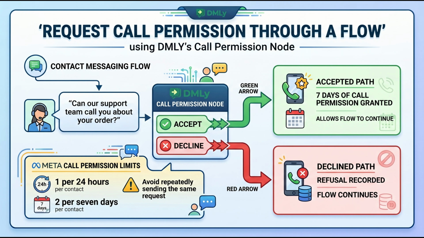Request call permission through a flow. If you need to make outbound calls, you can use DMLY's call permission node in a flow. For example, you can ask, "Can our support team call you about your order?" The contact can either accept or decline the request. An accepted response gives you 7 days of call permission and allows the flow to continue through the accepted path. A declined response records the refusal and sends the flow through the declined path. Keep in mind that Meta limits call permission requests to 1 per 24 hours and 2 per 7 days per contact, so avoid repeatedly sending the same request.